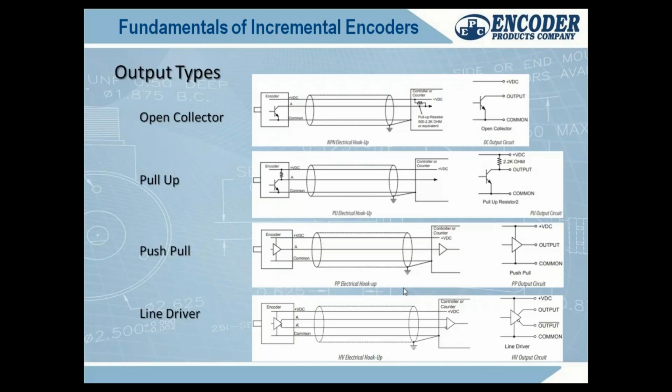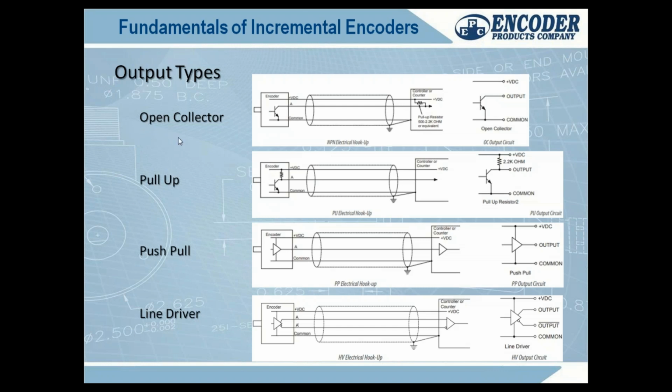Outputs. There's a lot of confusion with outputs. There's a lot of choices out there. We have electrical engineers on staff. They probably spend half of every day just helping people choose the right outputs. I'm not going to go into the nitty-gritty of these electrical diagrams, but I want to give everybody a general idea of what they need. There are 4 main types on almost all encoder manufacturers: open collector, pull-up, push-pull, and line driver.